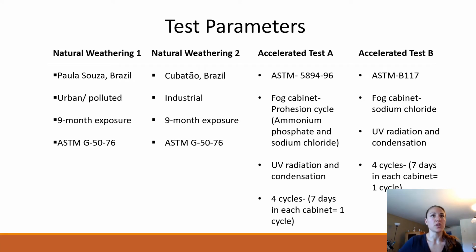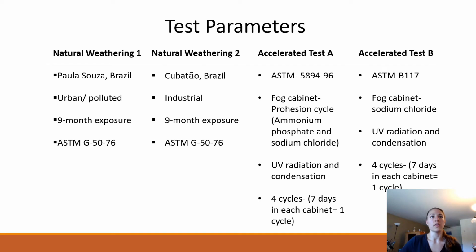So, jumping right into the review of this article done on natural weathering versus accelerated corrosion testing, I'll just review the test parameters. Carbon steel was used for their test specimens. They used 15 centimeter panels for all of these tests. And the first two test locations are located in Brazil.